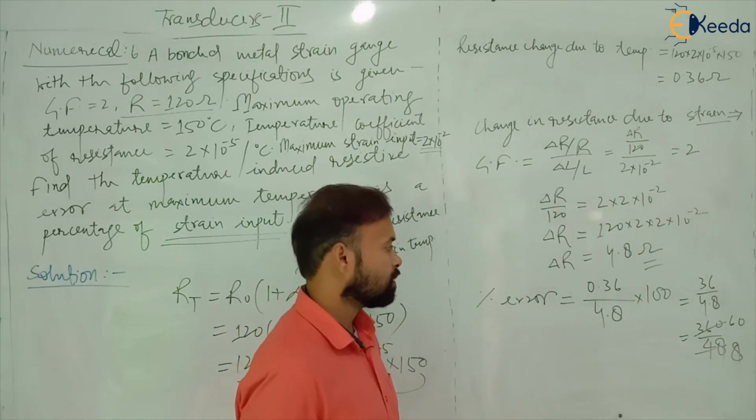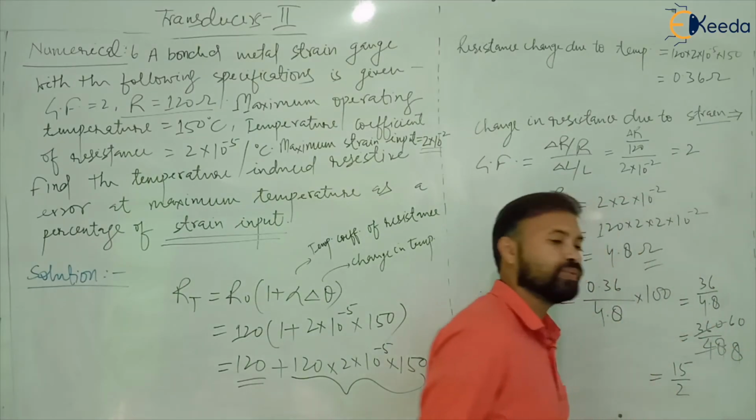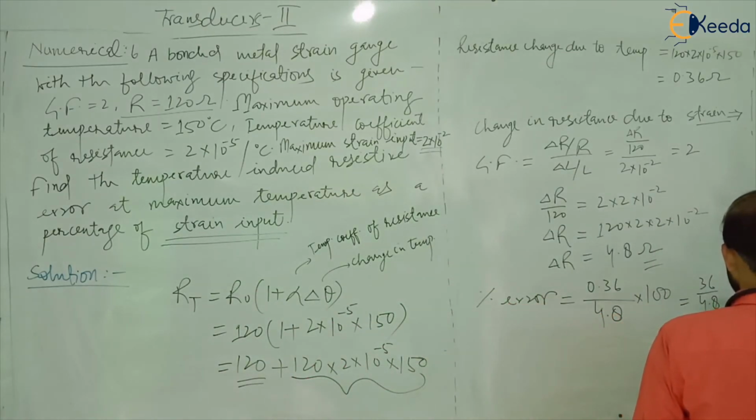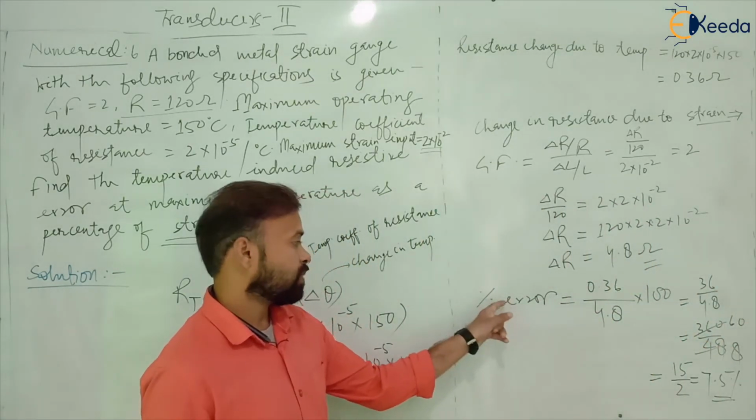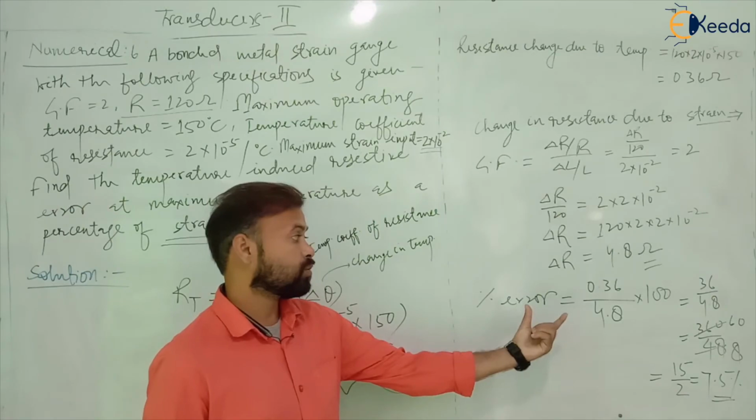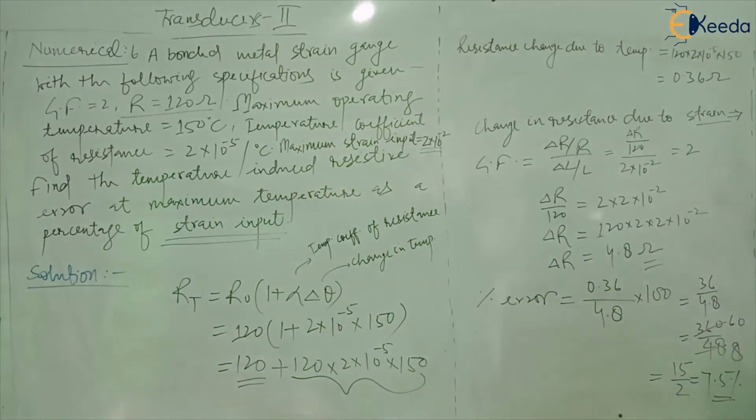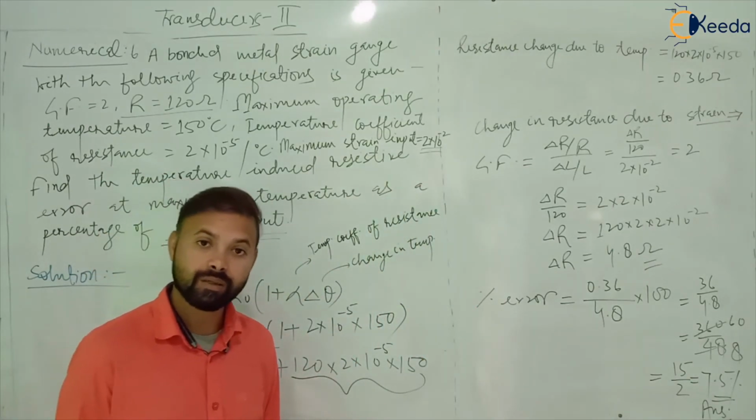And it will be equal to 15 by 2, and 15 by 2 means 7.5%. Now, percentage error with respect to resistance change due to strain input will be 7.5%. This is your answer. Right? I hope every step is clear in this question. Right? Thank you.